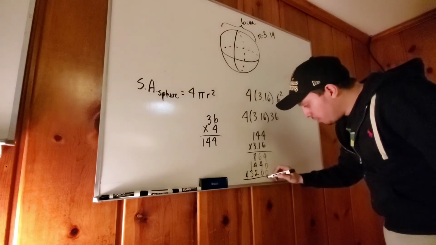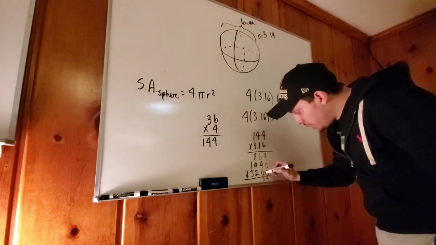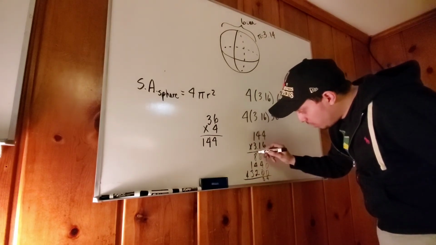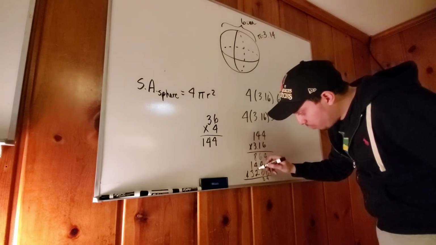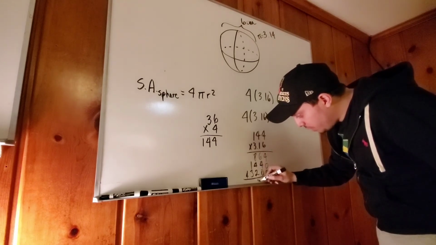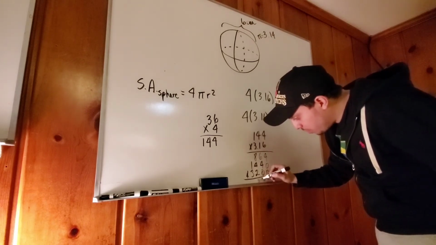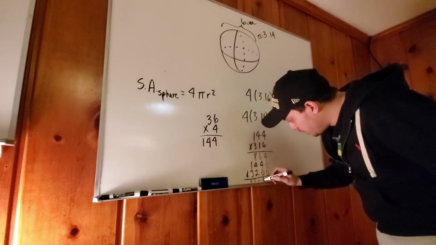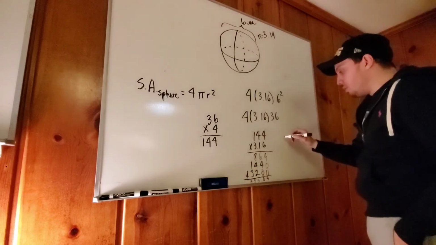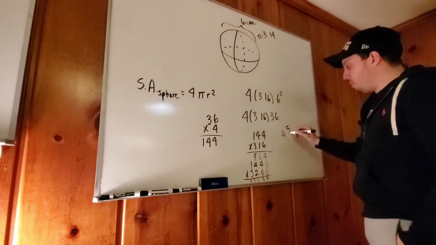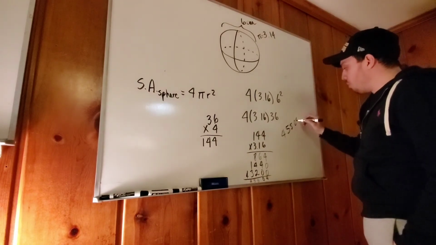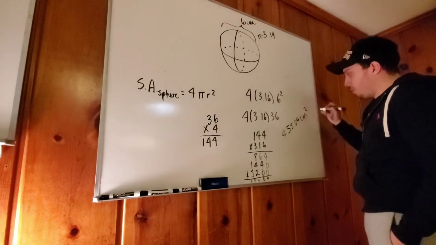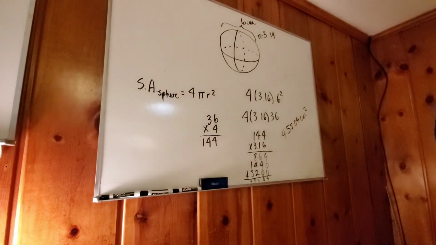So in here I get 4. In here I get 10, and a 1 goes up. So 8 plus 4 is 12, plus 2 is 14, plus 1 is 15, and a 1 goes up. In here is 5, 4. So with 2 decimal places, I got 455.04 centimeters squared. Let's see the book.